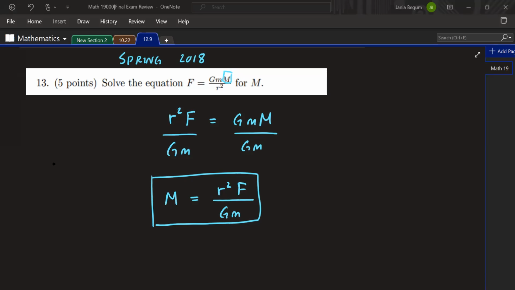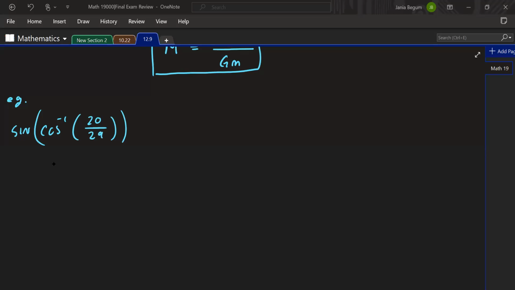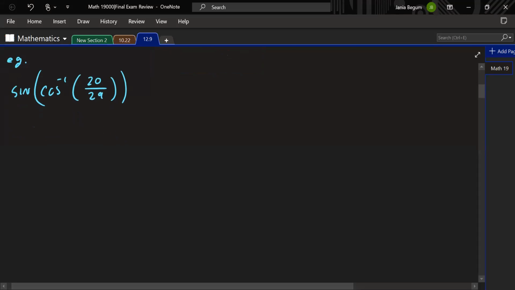Yes, I have one. Sure. It's from the WebAssign homework. Okay, I'll read it. So let's do this one. This one is coming from WebAssign.